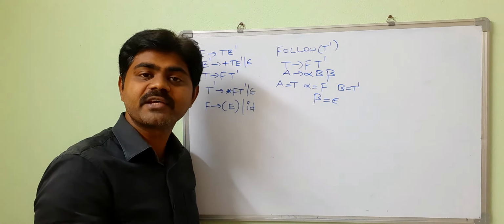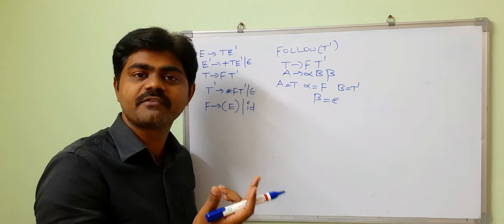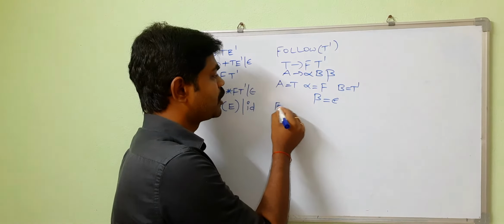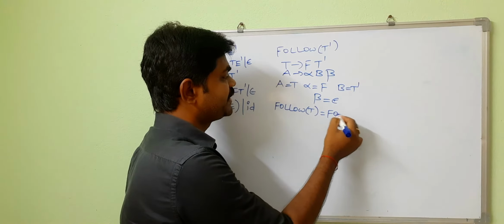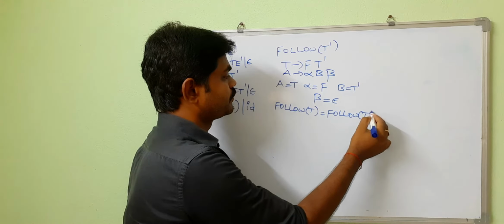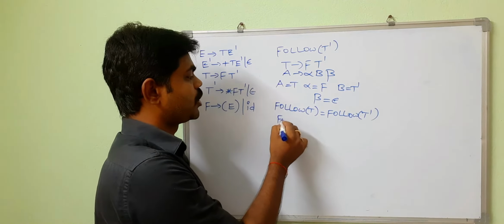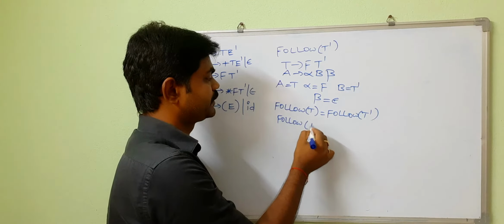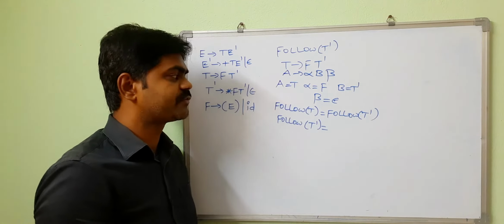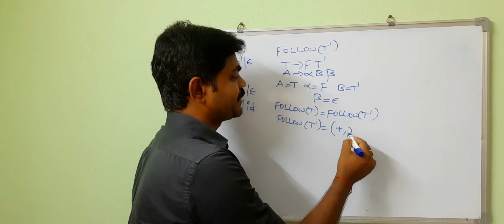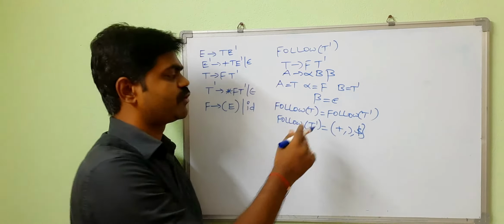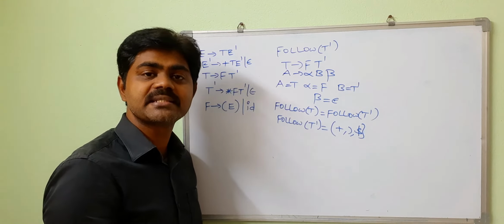As you know rule 3, if first of beta equal to epsilon, then follow of A equal to follow of B. So follow of T equal to follow of T dash. Now follow of T dash equal to, we already got follow of T previously, right? So what is follow of T? Plus right parenthesis comma dollar. So follow of T dash becomes plus right parenthesis comma dollar.